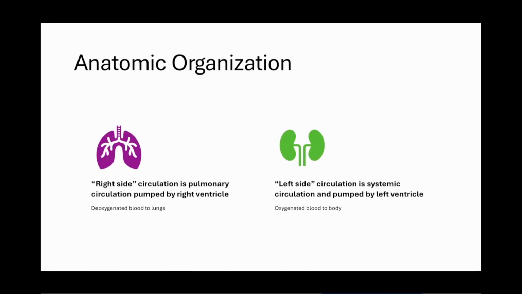When we talk about the cardiovascular system, we may say right side circulation. The right side circulation is the pulmonary system. Right ventricle pushes the blood to the lungs, which then returns back into the left atrium. So the right side of the heart is the pulmonary system. The left side is your systemic, or the body. Leaving the left ventricle, it pumps to the whole body, and then eventually comes back through the right atrium. So left side is the body, right side is the pulmonary system.